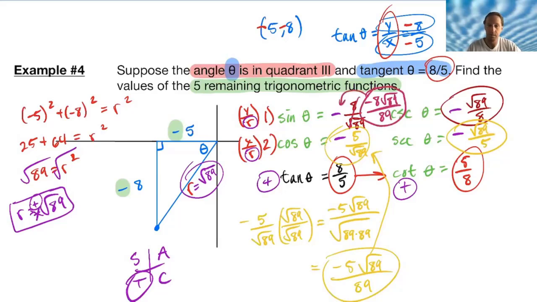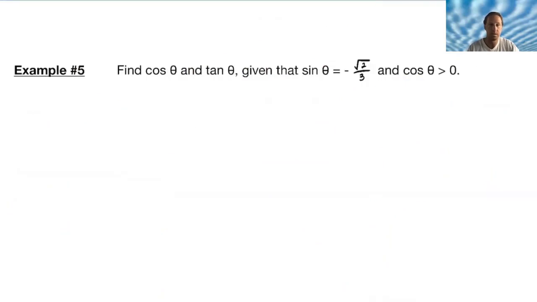Okay? So in reality, we only really had to find 2 in order to find the reciprocal functions, and this one they gave us, so we just wrote down the reciprocal function. So again, remember the big 3, sine, cosine, tangent. If you can get those, then the other ones kind of just fall in place. All right, next example here.